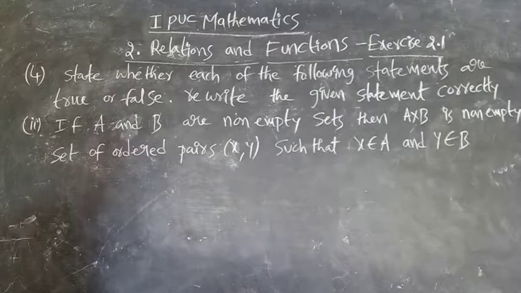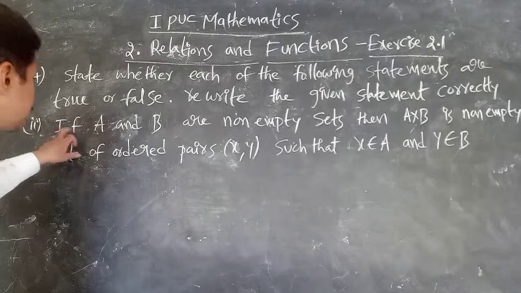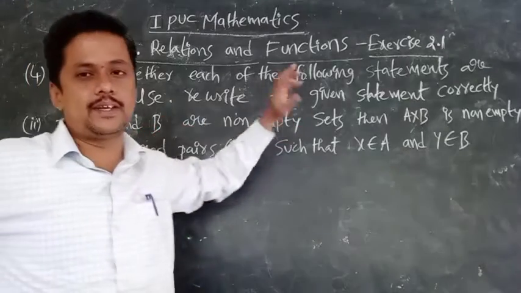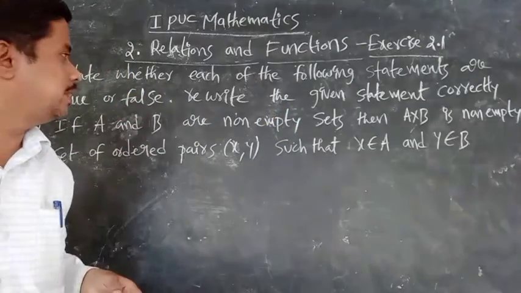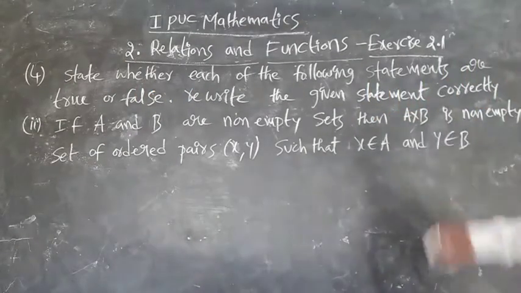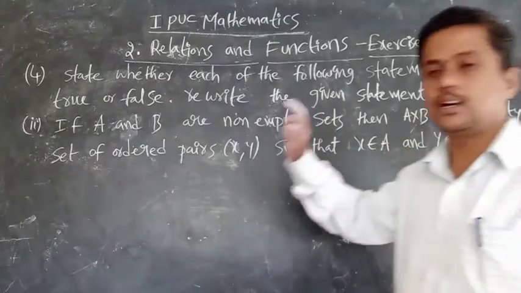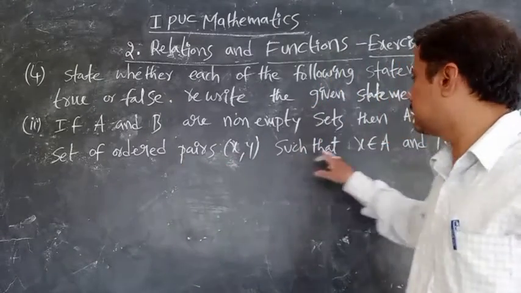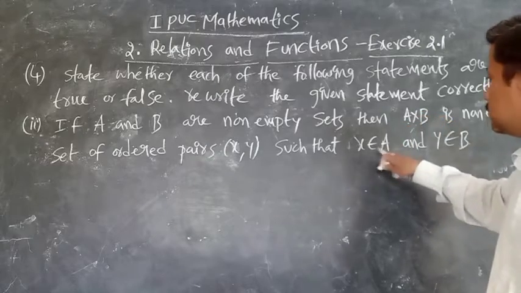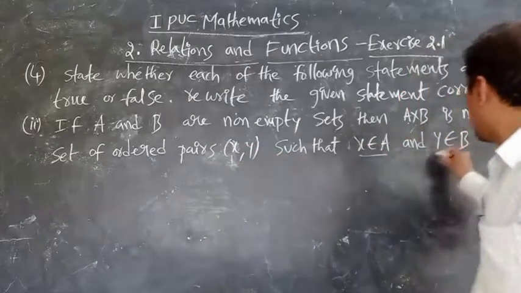Next, question number 2. So this is question number 2. If A and B are non-empty sets, then A cross B is a non-empty set of ordered pairs (x, y) such that x belongs to A, so the first set, and y belongs to B, the second set.